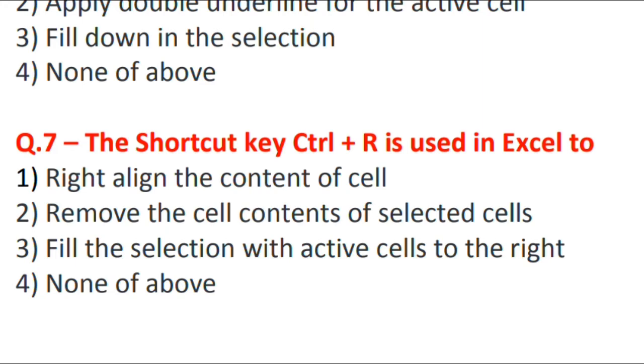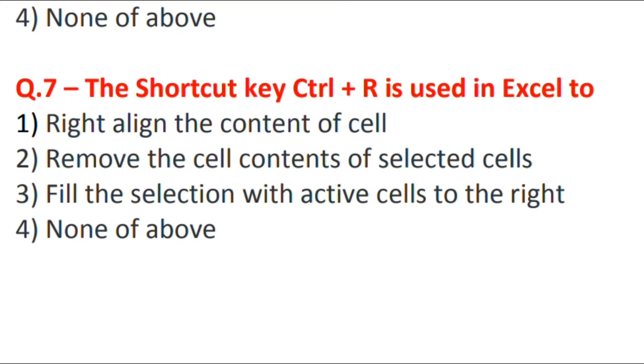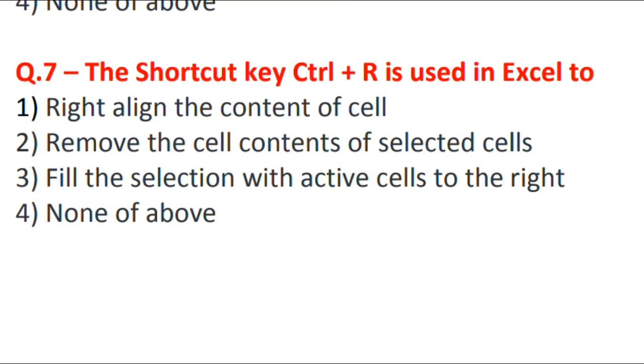Question number 7, the shortcut key Ctrl plus R is used in Excel to right align the content of cell, remove the cell contents of selected cells, fill the selection with active cell to the right, or none of above. The right answer of question number 7 is number 3, fill the selection with active cells to the right.